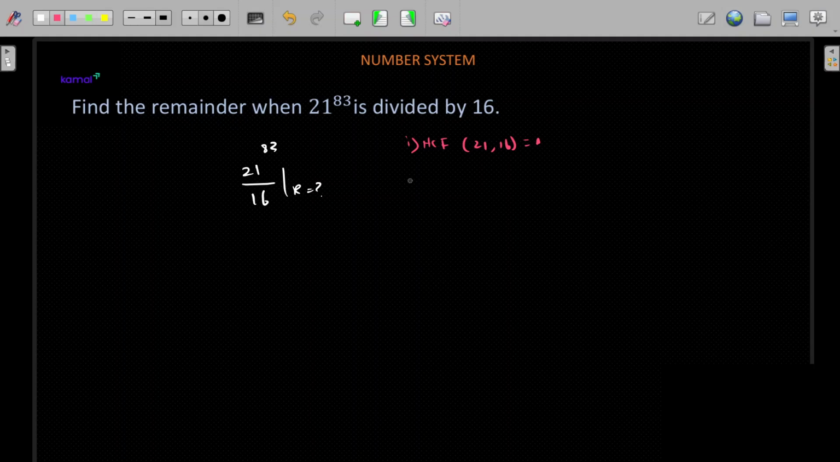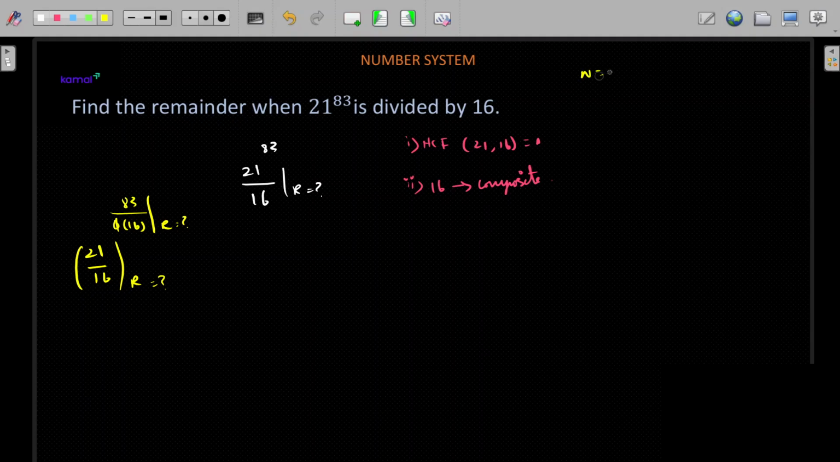And the second thing is I can also say 16 is a composite number. It's not a prime number. Then eventually I have to find the remainder of 21 by 16, and then the remainder of 83 by the Euler totient number of 16. These are the two things I have to do. So since 16 is a composite number, I have to find the Euler totient number of 16. So how do we do that?